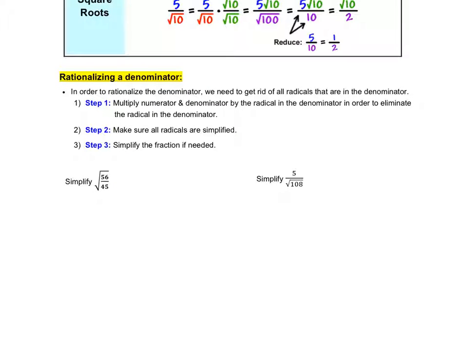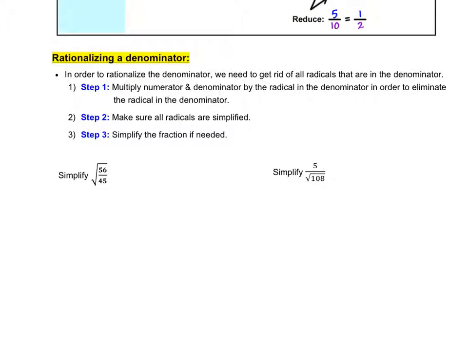Rationalizing the denominator. You cannot have a radical in the denominator. This first one can just be written as radical 56 over radical 45, but this radical 45 breaks the rules. You cannot have a radical in the denominator. So what you have to do is multiply the numerator and the denominator by the denominator.